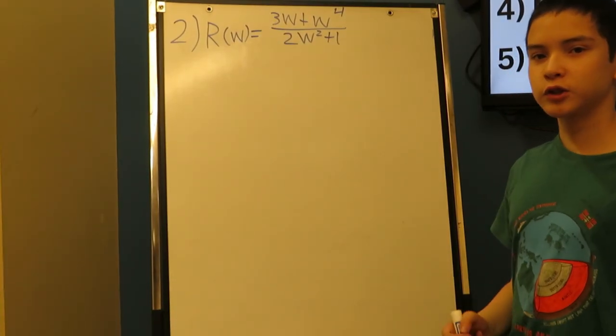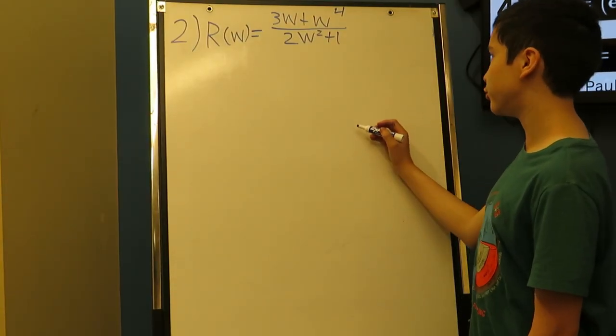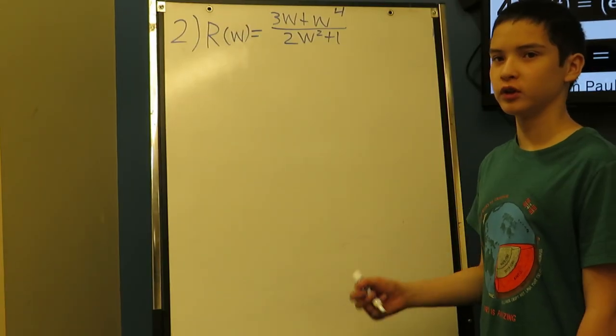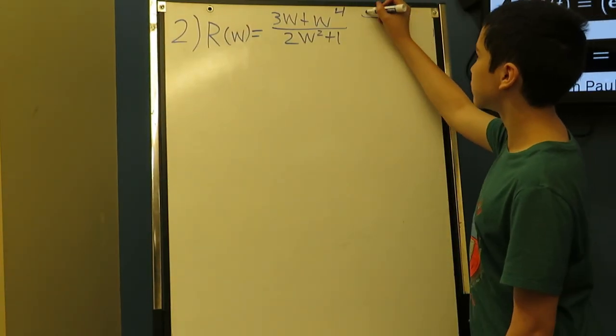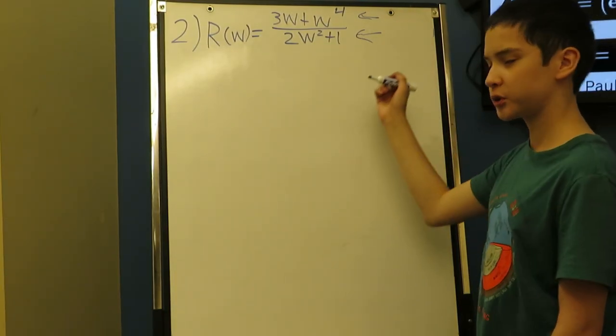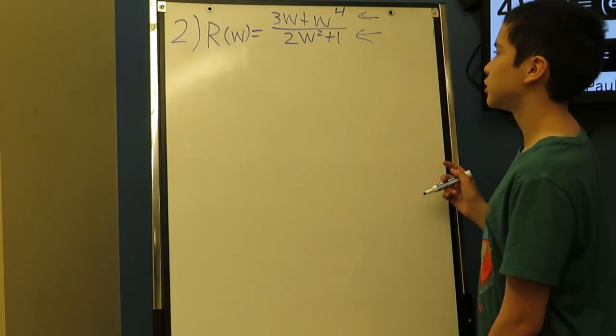Okay, now let's go through the second question. We're given the function r of w equals 3w plus w to the 4th power over 2w squared plus 1. Now, we see that we have a fraction with two functions, in the numerator and the denominator. This immediately tells us that we have to use the quotient rule.